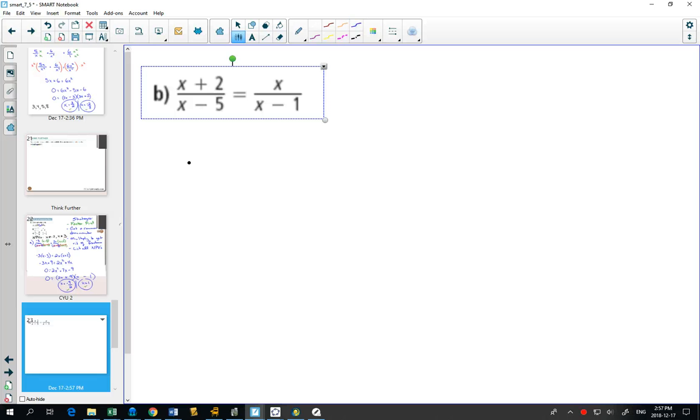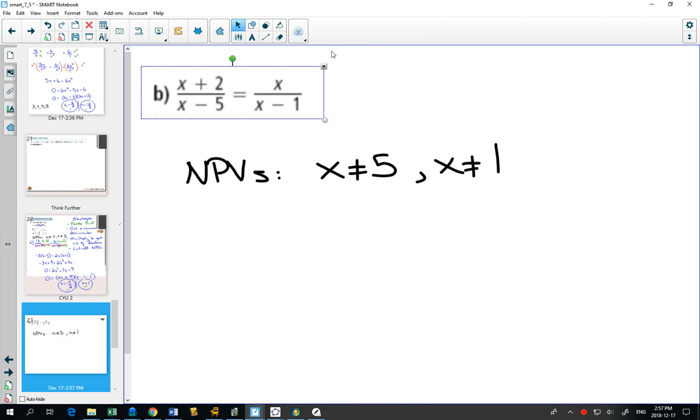Let's start by listing our non-permissible values. It is good practice to do that first. Are we ever dividing? Yes. What would make us divide by 0? X can't equal 5. Anything else? X can't equal 1. So 5 and 1 are non-permissible values.